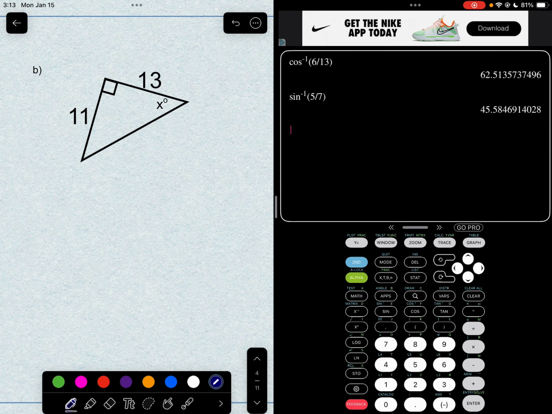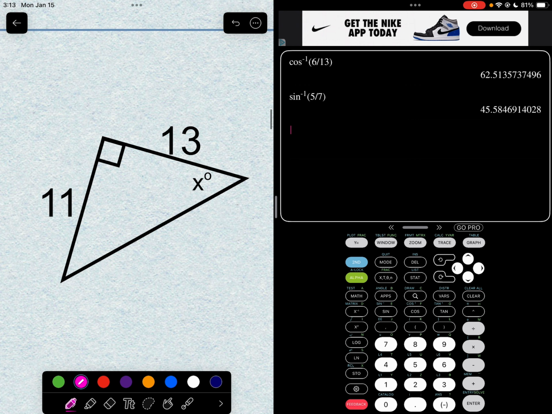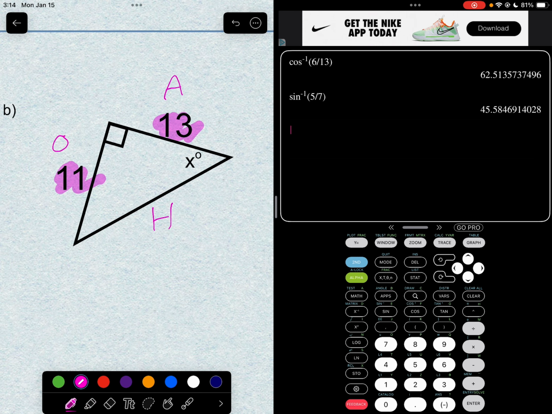Letter B. So here we see the adjacent leg and the opposite leg, and the hypotenuse is blank. Since we're using O and A, this is going to be tangent, TOA. So tangent of our angle equals opposite over adjacent.